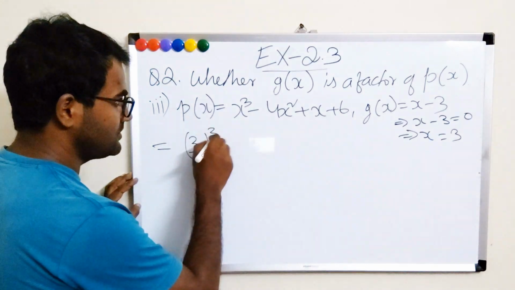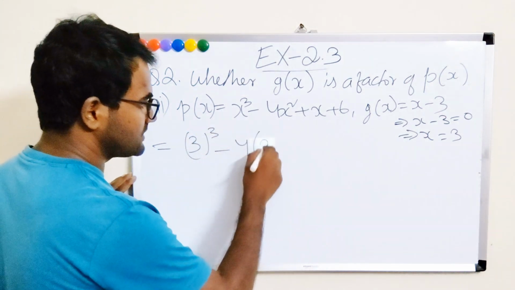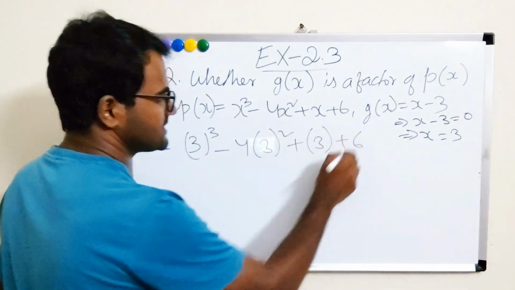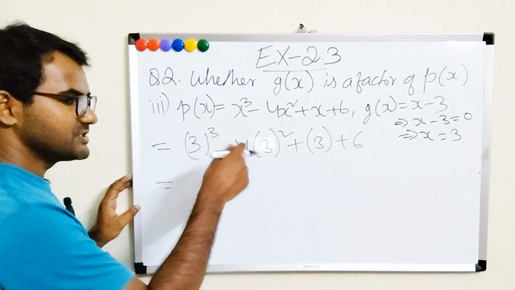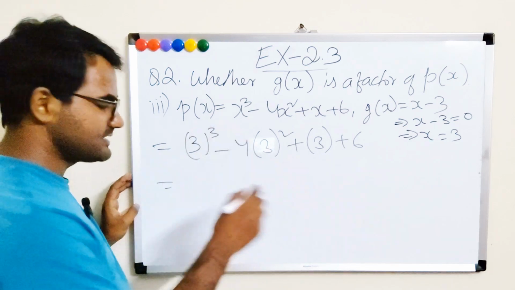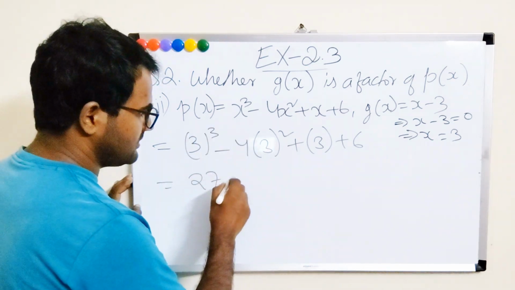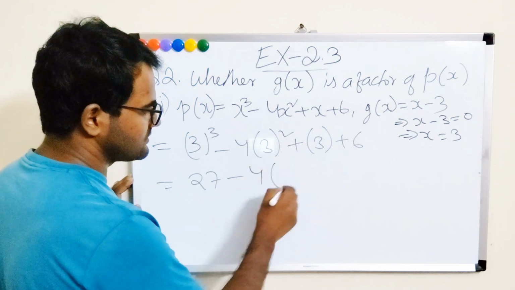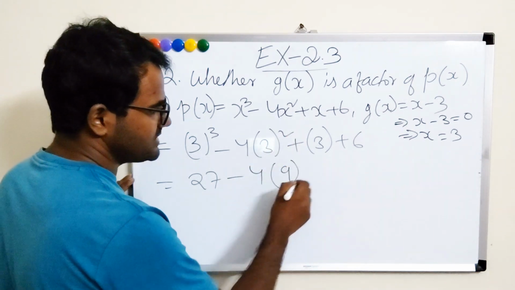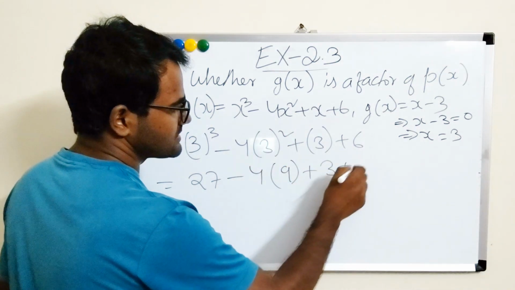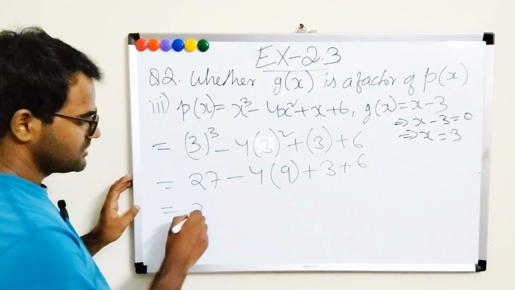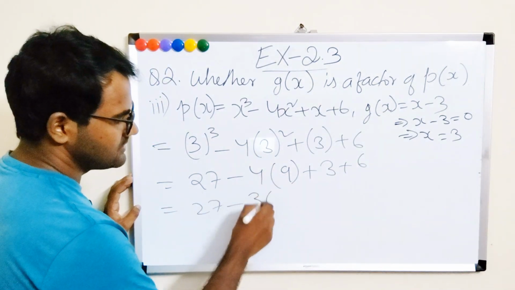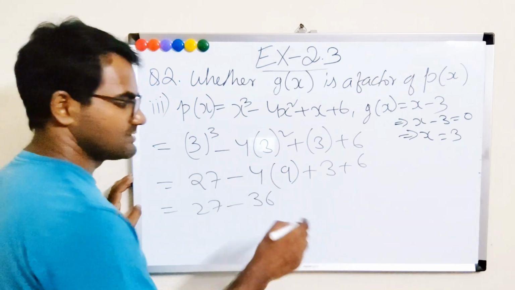So 3 cube minus 4, then 3 square plus 3 plus 6, right? So 3 into 3 into 3 is what? You get 27, right? 27. Then minus into plus is minus, then 4 into, all right, before this we will solve this. 3 into 3 is 9, right? Plus 3 plus 6. And then now 27 minus into plus is minus, then 36 here. 4 into 9 is 36, right? Plus 3 plus 6.